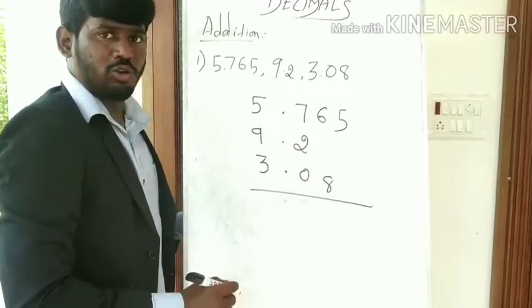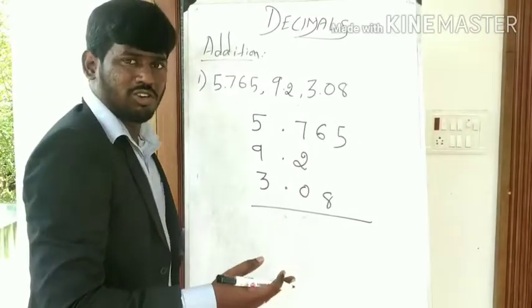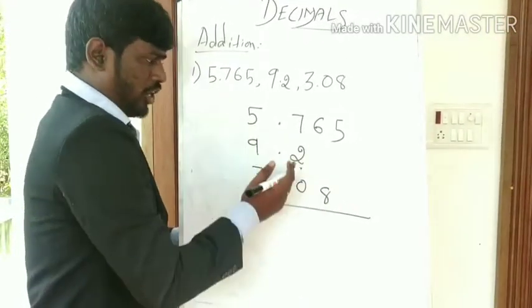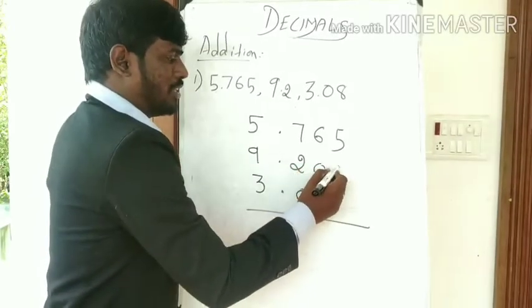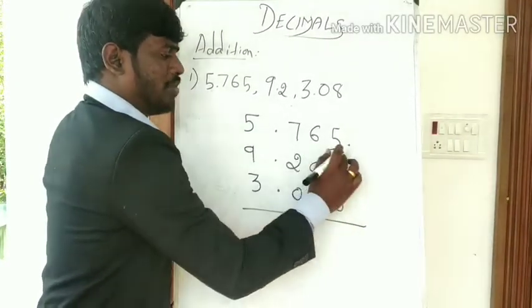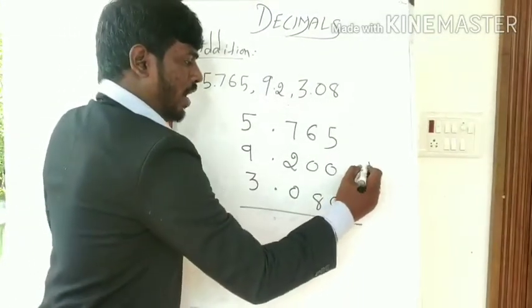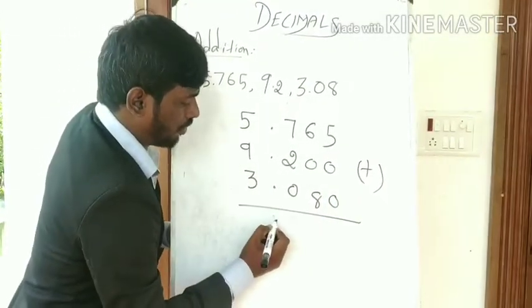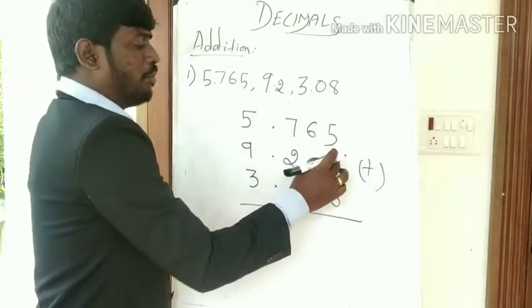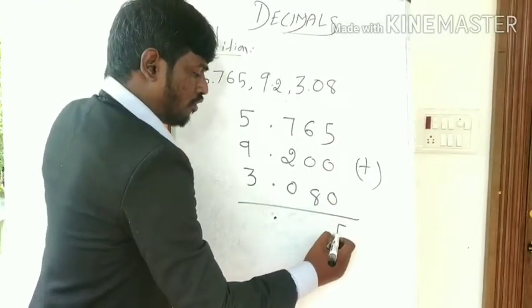Now I'm going to change it to like decimals. How to change it to like decimals? Put zeros in the other decimal places. See, 3 decimal places, 3 decimal places, 3 decimal places. Now we are going to add. First keep the point here. Yes. 5 plus 0 plus 0, 5.